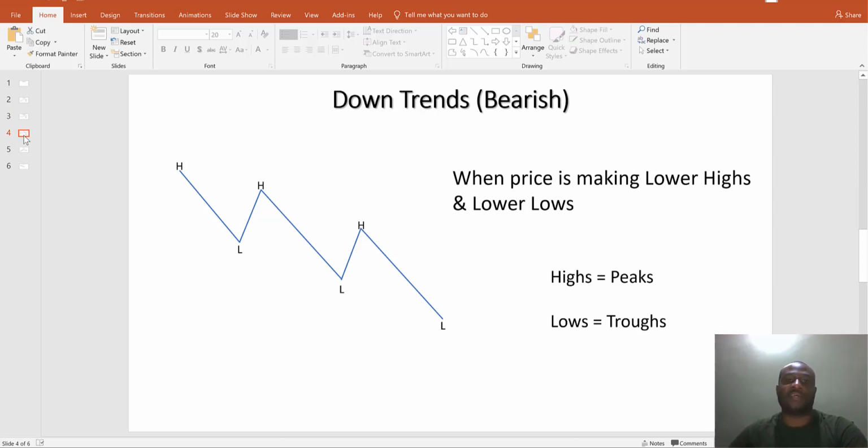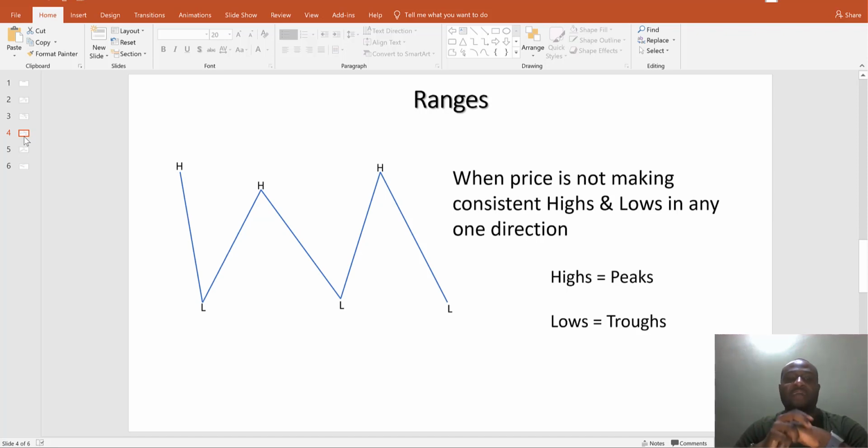And then the third behavior of price is when it's neither making higher highs and higher lows, nor lower highs and lower lows, and it's just not consistent. When price is not making consistent highs and lows in any one direction, that is known as a range. You can see here, this high is higher than this high, but this one then is higher than this one, and this low is almost the same as that. So it's not making any consistent directional move. That's what is known as a range, and this happens a lot. In fact, this happens more in the market than any of the trending situations.